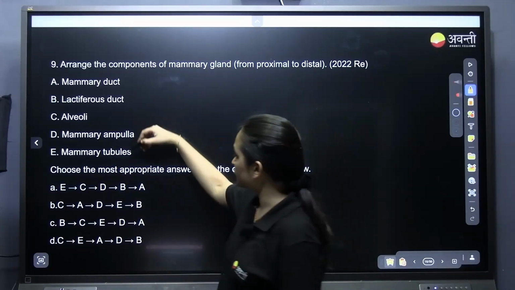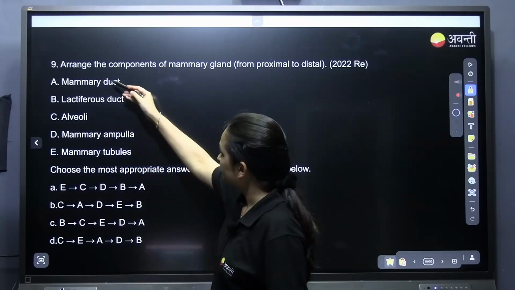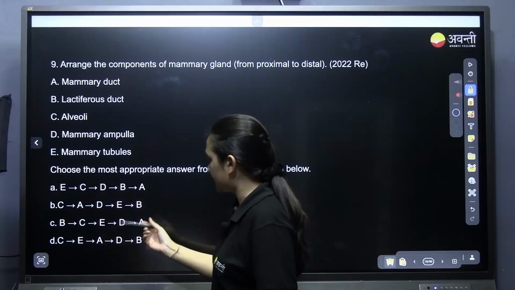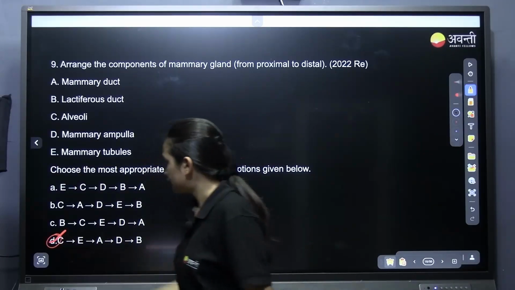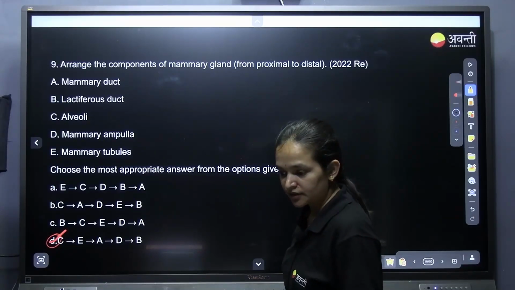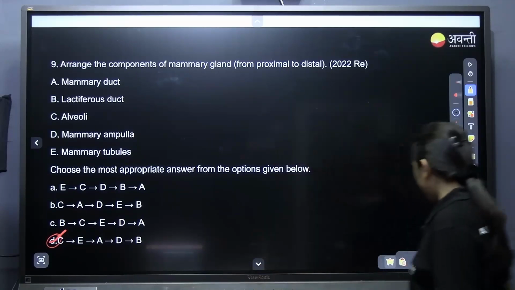Mammary tubules, yes, C, E, then it will give to mammary duct, that is CEA. Mammary ampulla and lactiferous duct. Isn't it? So D is the correct answer.